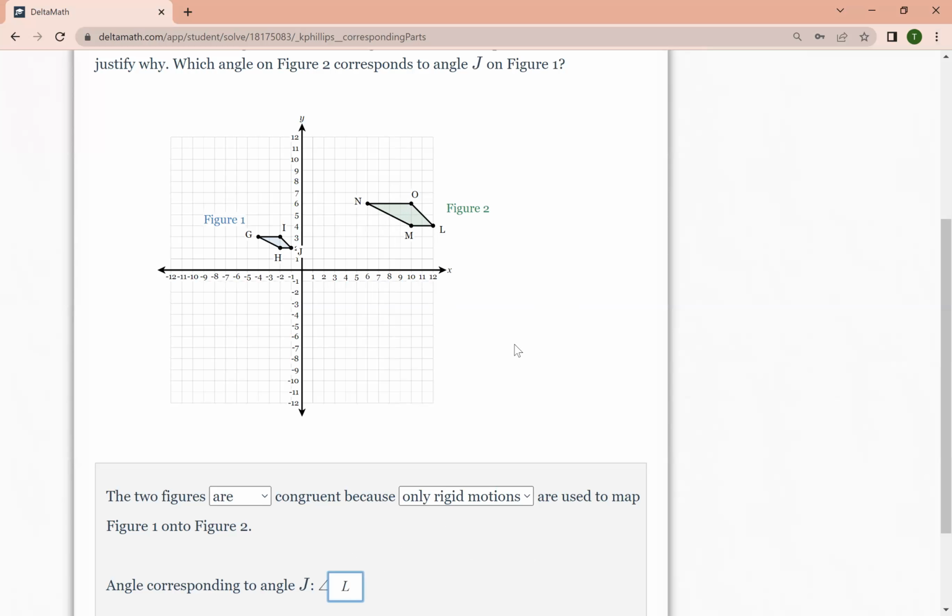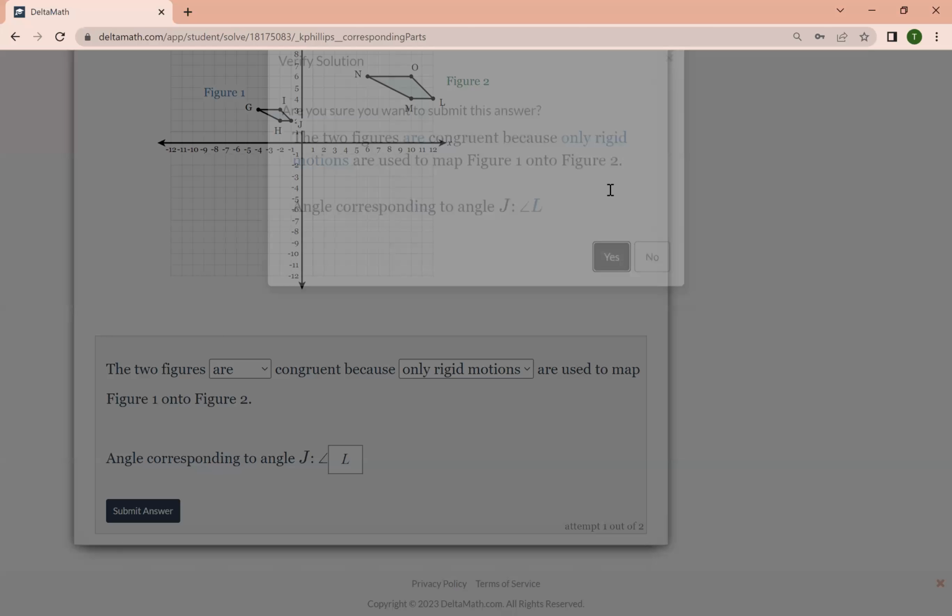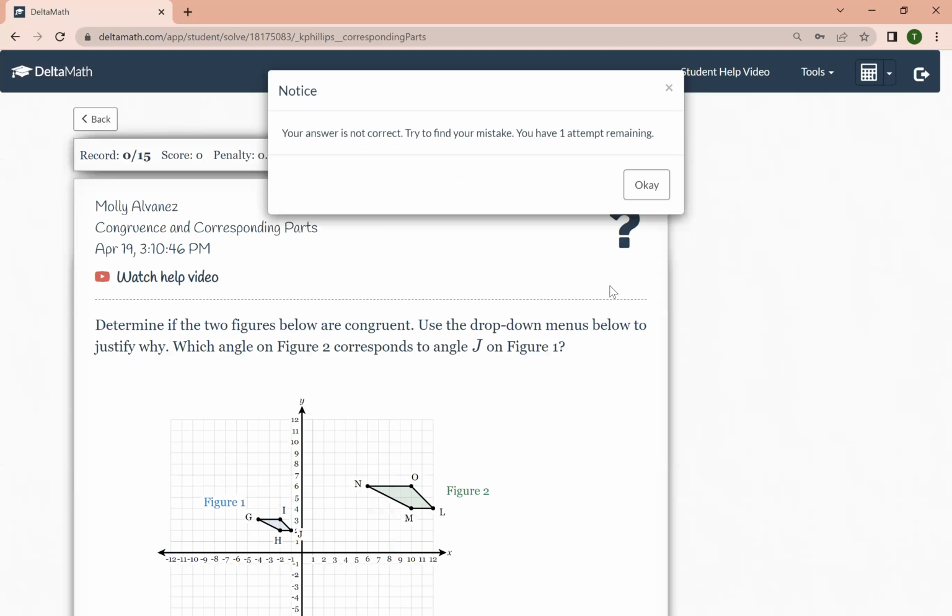Does that look okay to you? This rigid motion stuff? I don't know. I haven't seen that in a while, but that seems right. All right. Your answer is not correct. Uh-oh. Okay.